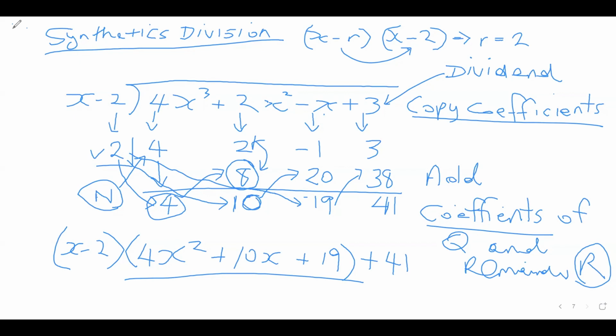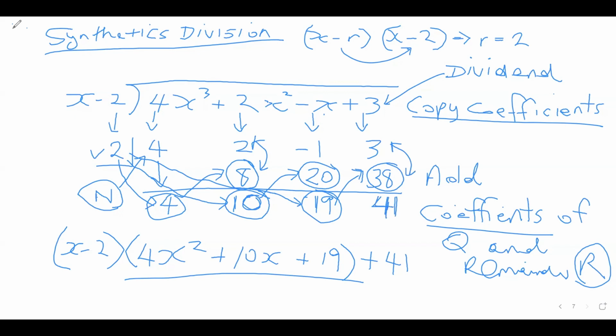Then we added 2 times 10, which is the sum. That's equal to 20. So the 20 is crossed over to under the -1. Then we said 20 minus 1 is equal to 19. So that 19 now is going to be multiplied by the 2, the multiplier, which is the r. And then 2 times 19 is 38. Then we add the 38 and the 3, and we get 41.